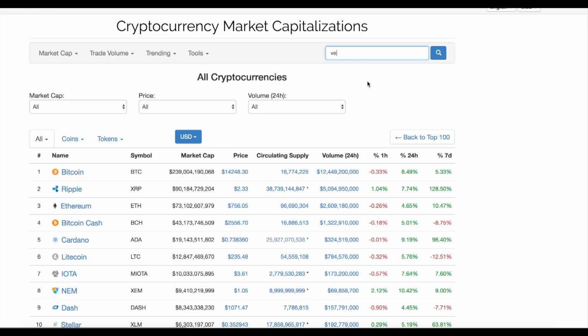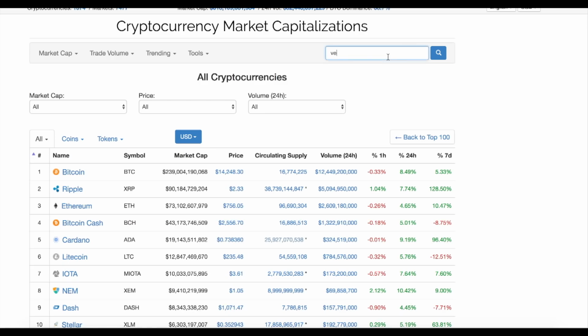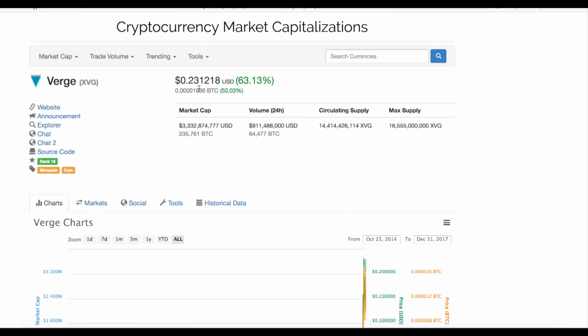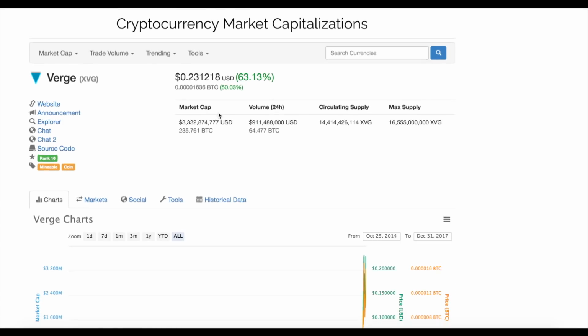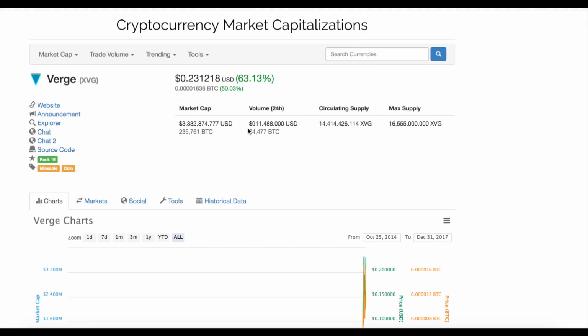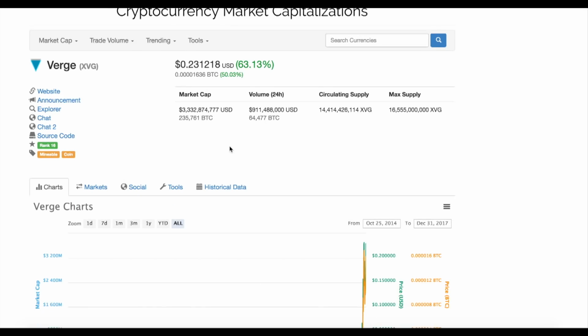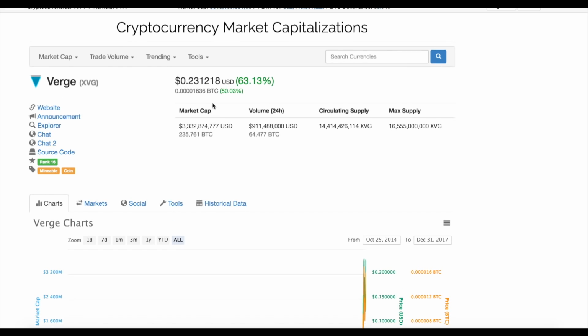I held Verge for almost a month. Once I saw that I was getting 19 times gains, I took it and I forked it into something new. I took my profits. But, you know, Verge is up 63%, but I sold at 19 cents.